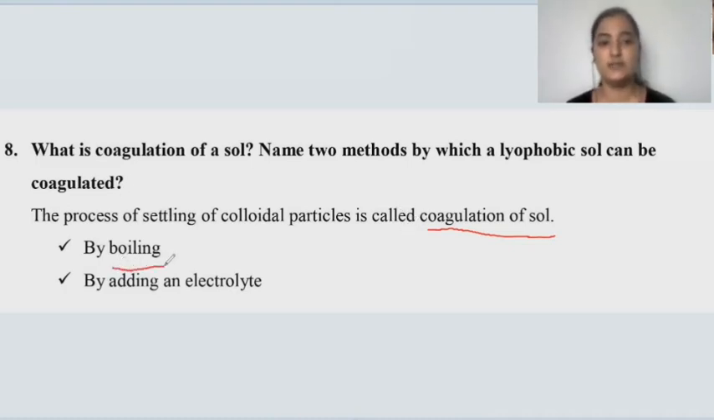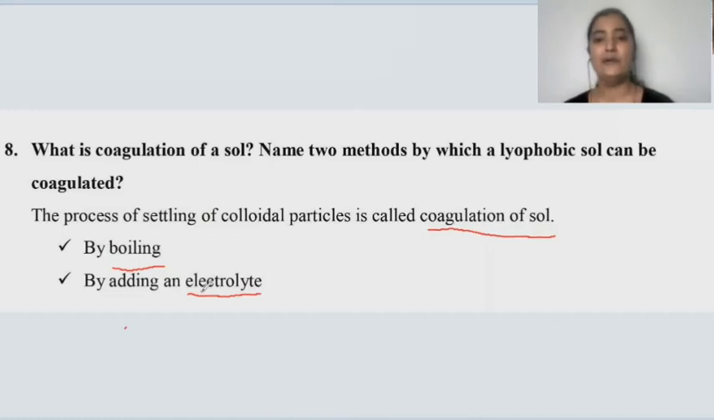One is just by boiling. If you keep on boiling the lyophobic salt, the colloidal particles will be coagulated, converted into the precipitate form. The other method employed for coagulating the lyophobic salt is by adding an electrolyte. When you add a suitable electrolyte, the colloidal particles will be settled at the bottom such that the coagulation process can be carried out.